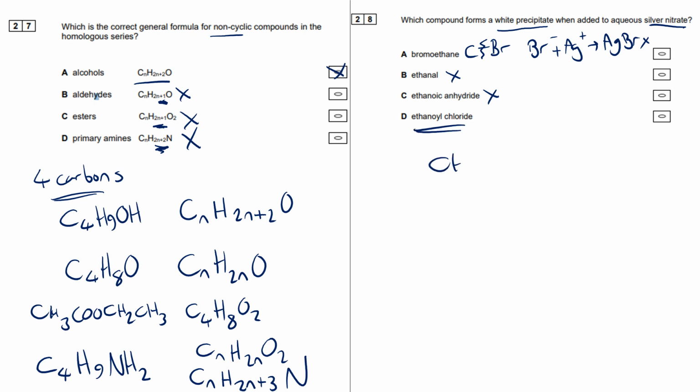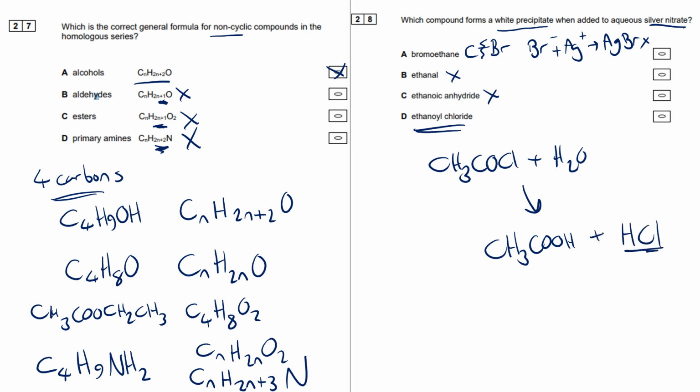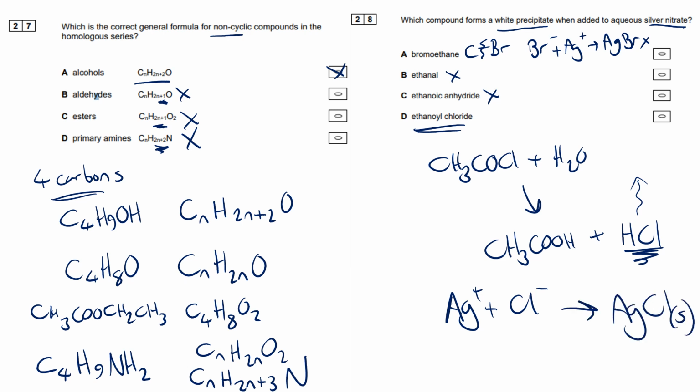Acyl chlorides will react with the water because it's aqueous. You get a carboxylic acid and hydrogen chloride. So usually you get misty fumes, but because you're making chloride, the chloride ions would react with silver nitrate and you would get a white precipitate of silver chloride there. So D is the correct answer.